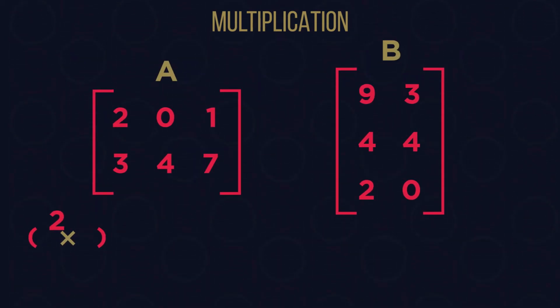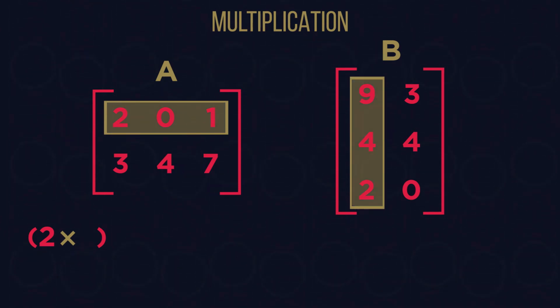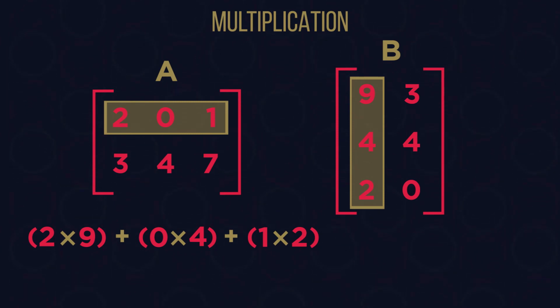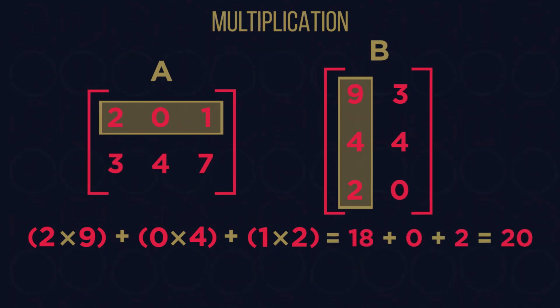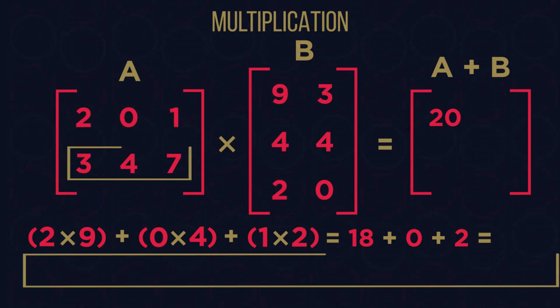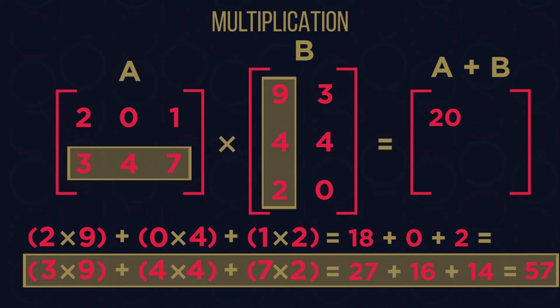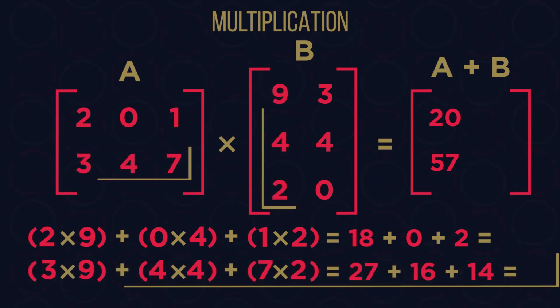We take the first element of the first row of matrix A and multiply it by the first element of the first column of matrix B. We then take the second and the third and do the same. After that, we add the results and place them in the first row, first column of the result matrix. We then move down and do the same for the second row of A and the first column of B, placing the results in the second row, first column of the result matrix.